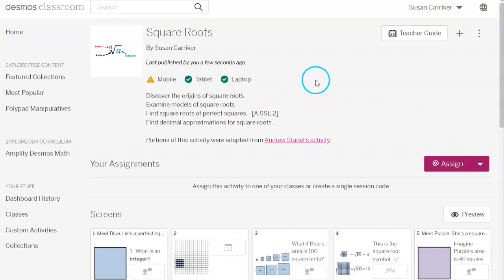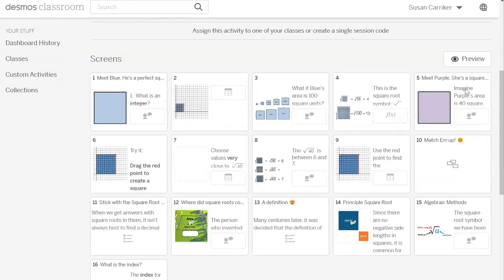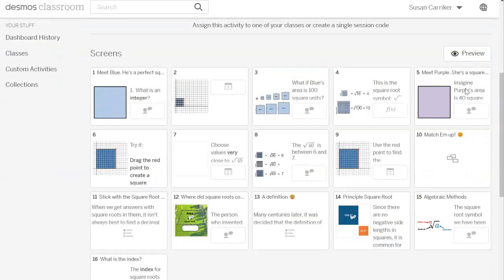In our Desmos classroom activity, we will discover the origins of square roots. We'll examine models of square roots and perfect squares. We'll find decimal approximations. So we're just kind of going down into the purpose of these symbols. Why do we need them? What are they used for?